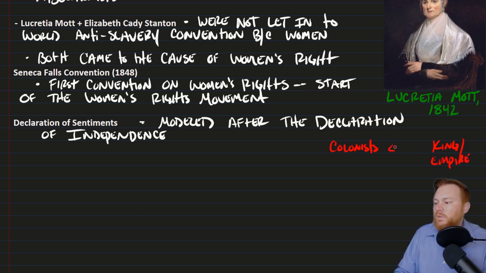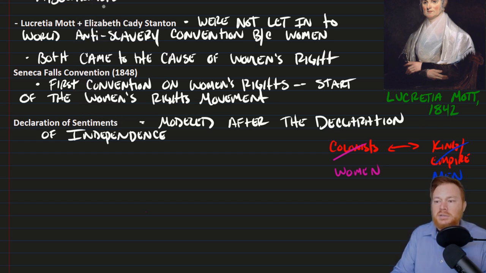And the document, we remember the Declaration of Independence mostly for the preamble, right? All men are created equal. But most of the Declaration of Independence is actually just a list of all the crimes and egregious actions that the king and the empire had done against the colonists. And so what the Declaration of Sentiments did was they replaced colonists with women, and they replaced the king and the empire with men. And the document outlined all of the ways in which men had oppressed women instead of the British Empire oppressing the colonists.